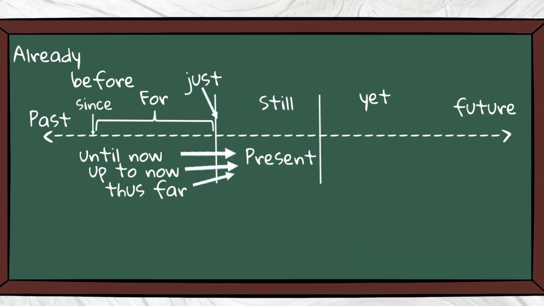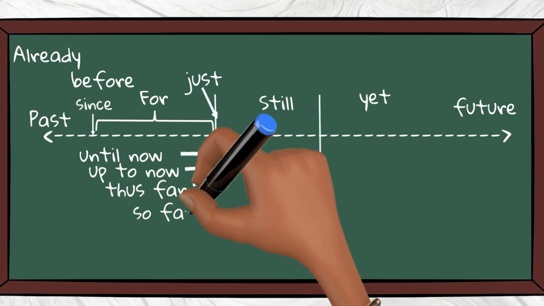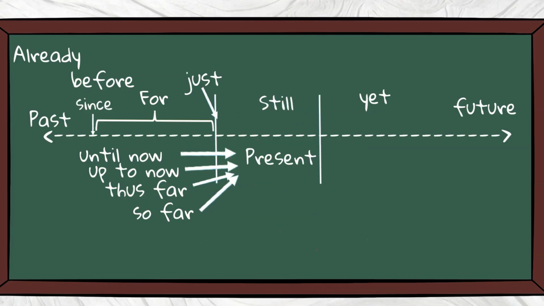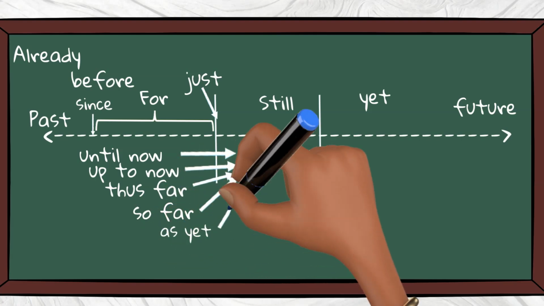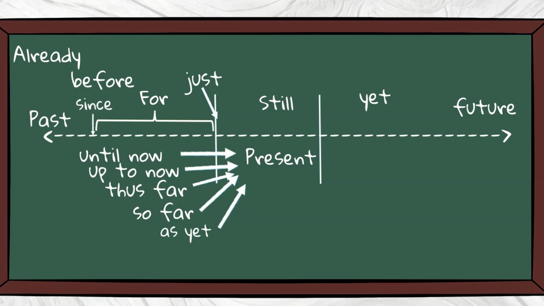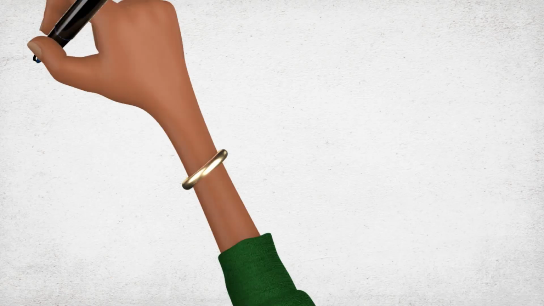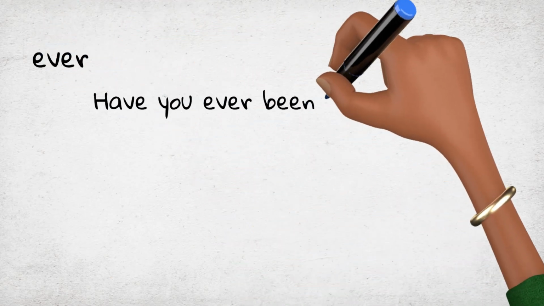Now, going back to the present, you have until now, up to now, thus far, so far, as yet. Thus far, so far, as yet, they're kind of easy, those ones. The other two are a bit tricky in meaning. We'll have a quick look at them in this video, and I've made a video for those ones as well, to go a little bit more in depth about those ones. So quick reminder, ever. Have you ever been to Sydney?